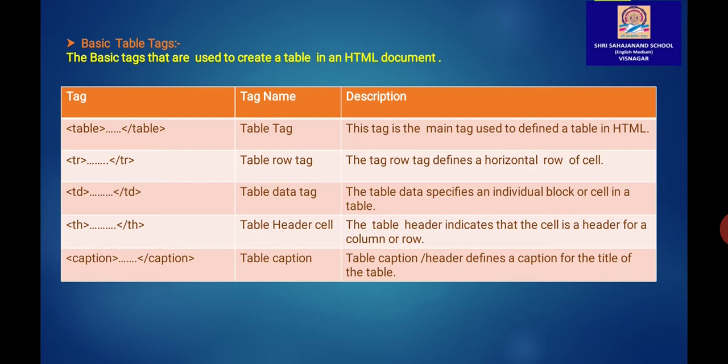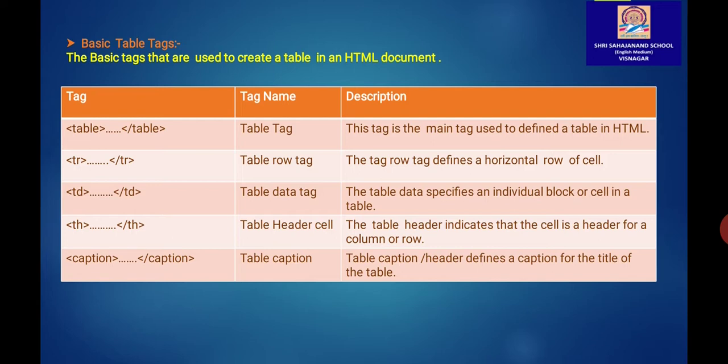Now, basic table tags. These are the basic table tags that are used to create a table in an HTML document. Here is a table with 3 columns. First one is tag, second one is tag name and third one is description. So the first tag is the table tag. This tag is mainly used to define a table in HTML. Second one is the tr tag. Its name is row tag. The row tag defines a horizontal row of cells.